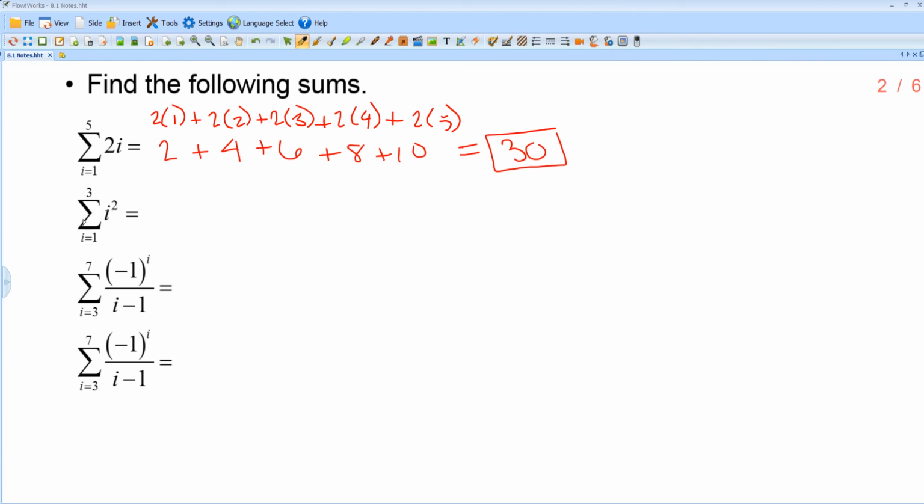The summation from 1 to 3 of i squared means that I'm doing 1 squared plus 2 squared plus 3 squared. 1 squared is 1, 2 squared is 4, 3 squared is 9, so this adds up to 14. Notice, unlike a sequence question, the sequence is when you're writing out the actual terms, 1, 4, 9. A summation is when you're just saying, now that we have that sequence, add it all together and see what we get.